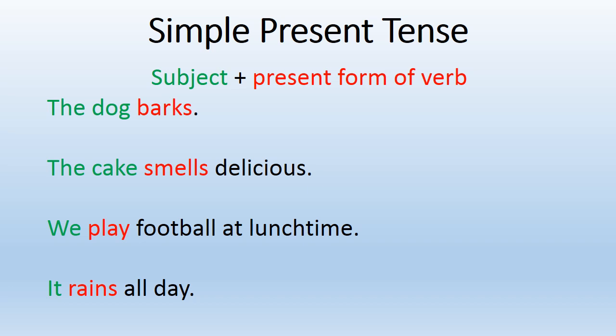It could be yesterday we played football at lunchtime, but if it was happening now in our present tense, we would say we play football at lunchtime. And rather than it saying it rained all day, if it's happening right now, you could say it rains all day. So with the present tense, it's changing that verb, the bit in red, so that it's happening right now. So it's not the past form of the verb, it's the present form of it.